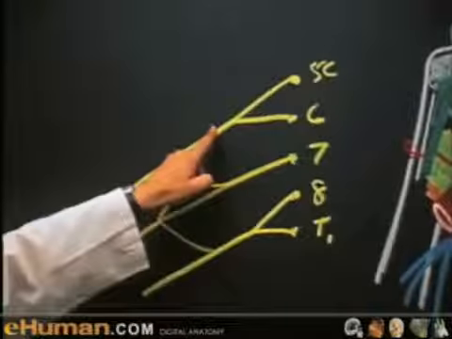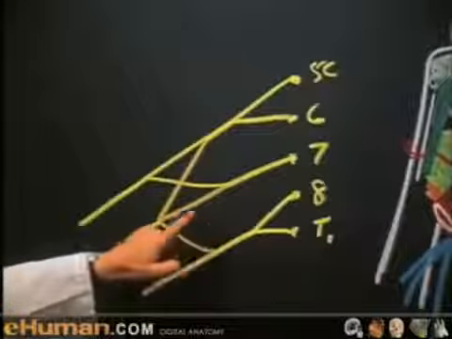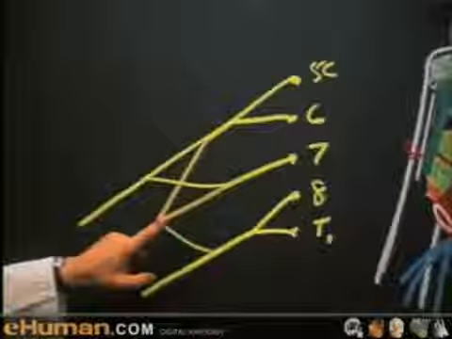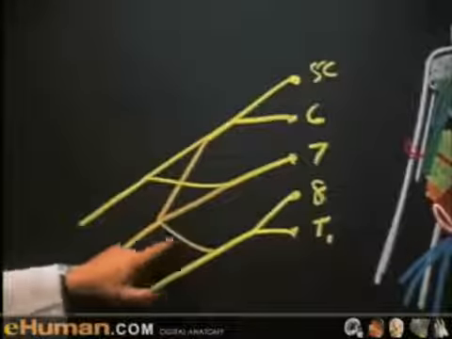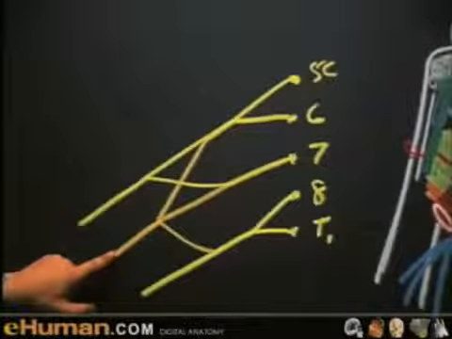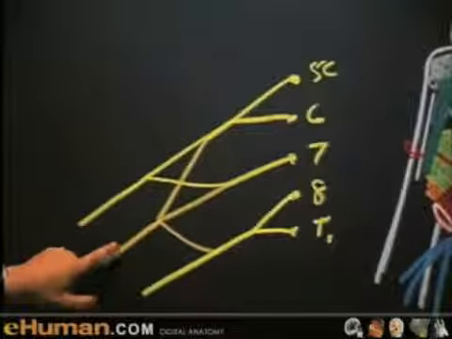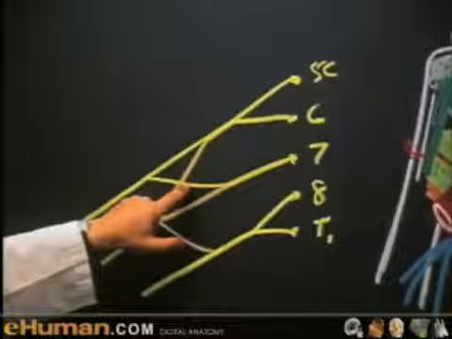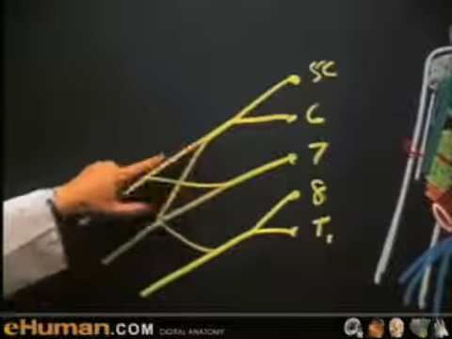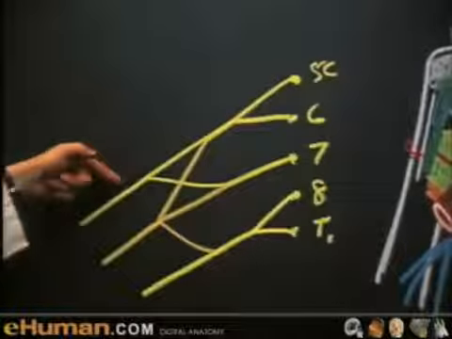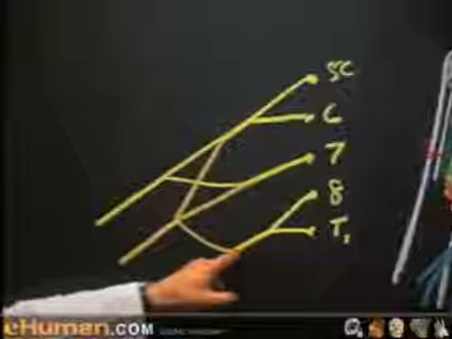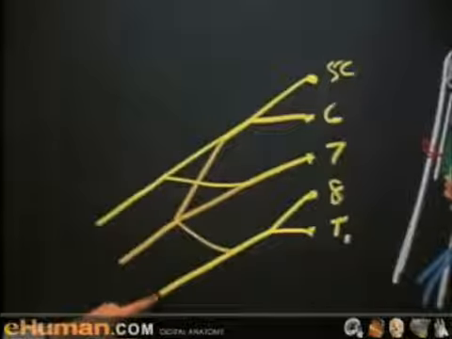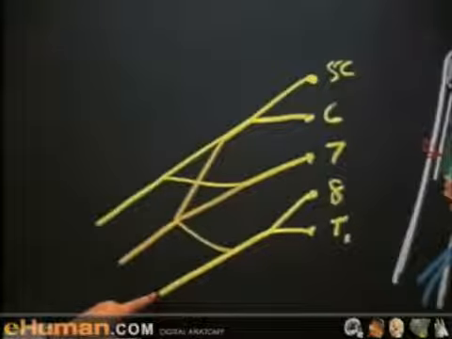Now these three trunks, 1, 2, 3, divide into anterior and posterior divisions. The posterior divisions are indicated in a darker yellow, and these unite to form the posterior cord of the plexus. The anterior division of the middle trunk unites with the anterior division of the upper trunk to form the lateral cord of the plexus, and the anterior division of the lower trunk continues as the medial cord of the plexus.